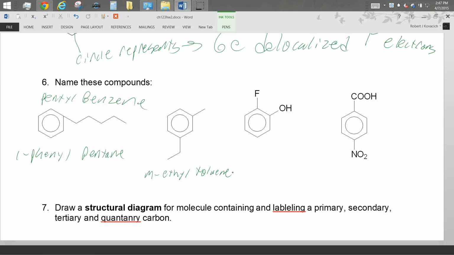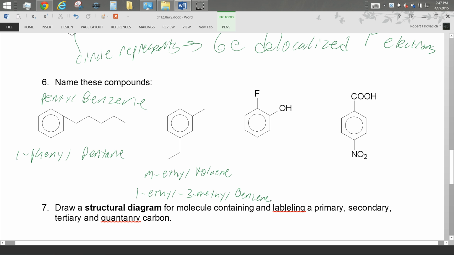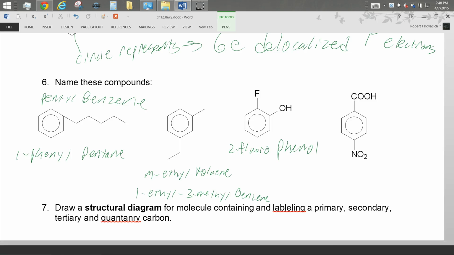Are there any other names? I'm just going to say I've got a benzene ring, and I also have a methyl group and an ethyl group attached to it. Positions 1 and 3. Okay, how about the next one? That's a phenol. Fluoride. 2-fluorophenol, or ortho, or o-fluorophenol. Any of those will work. When you say 1-fluoro, 2-hydroxyl. Absolutely. 1-fluoro 2-hydroxyl benzene would also work, for sure.